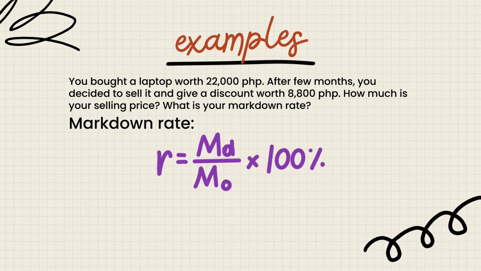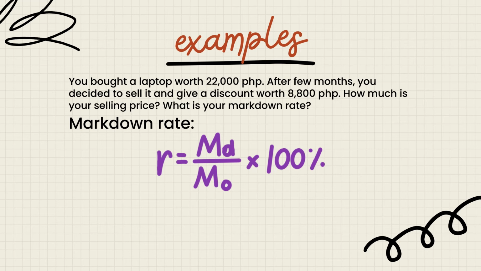Now let's have an example. You bought a laptop for 22,000 pesos. After a few months, you decided to sell it and give it a discount worth 8,800 pesos. How much is your selling price? What is your markdown rate? So the formula is R is equal to M sub D over M sub O times 100%.